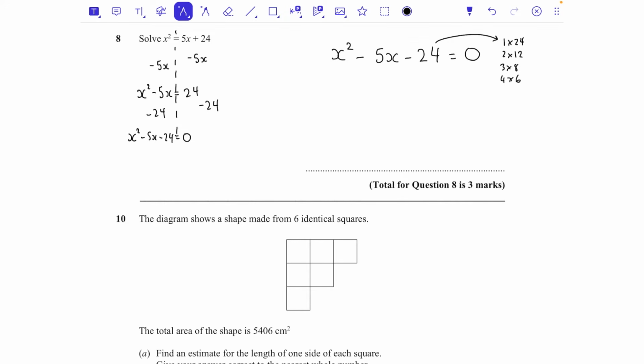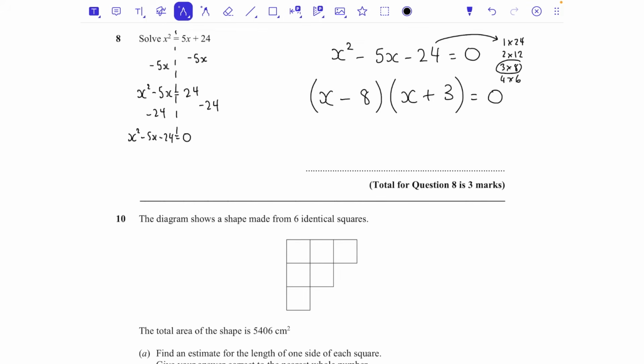Now I'm looking for one of those pairs that could also make minus 5 if I get the signs the right way round, and that's going to be the 3 and the 8. So I'm going to put x minus 8, x add 3. And if you put x add 3, x minus 8, so the other way round, but still with the minus with the 8, then that's absolutely fine.